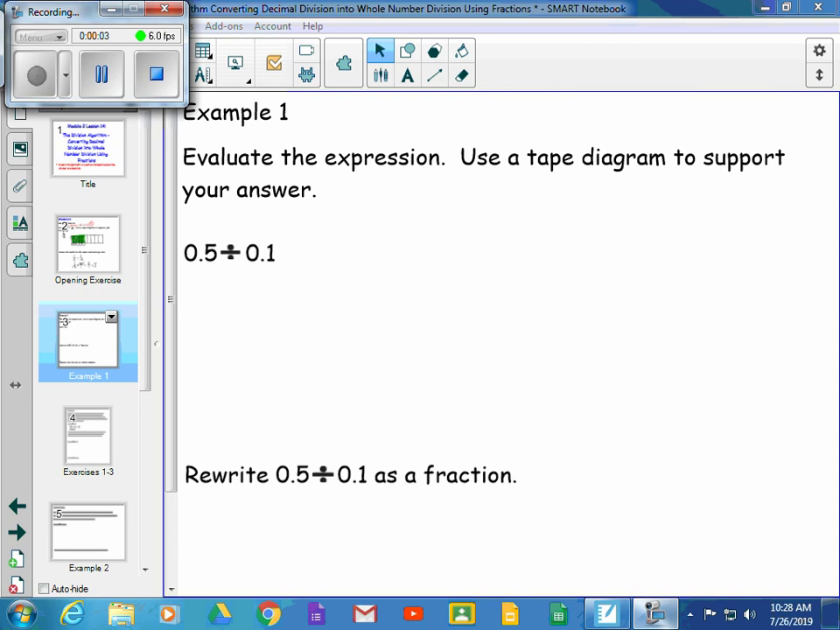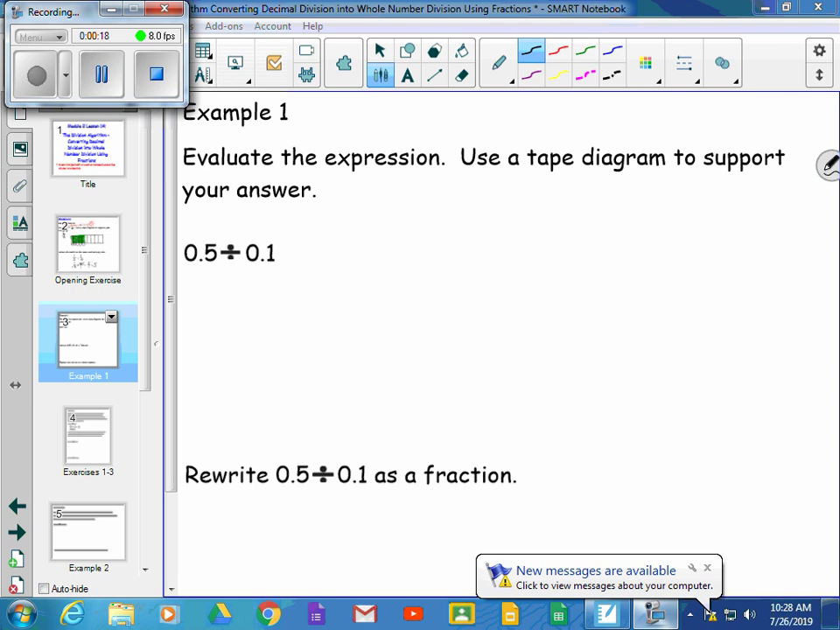Example 1. It says evaluate the expression. Use a tape diagram to support your answer. Now we're dividing a decimal by a decimal. I can still draw my tape diagram or my bar model to represent this the same way as I did with fractions.